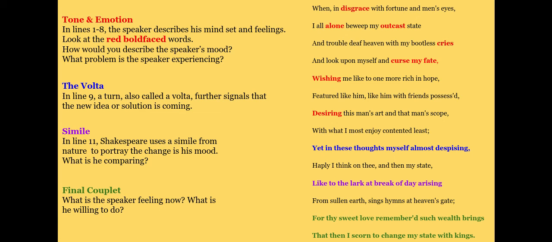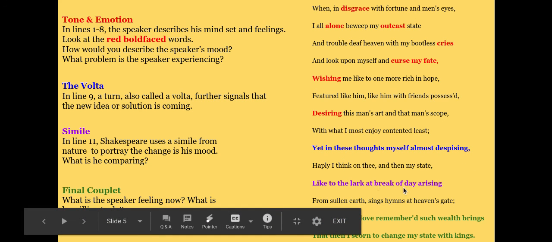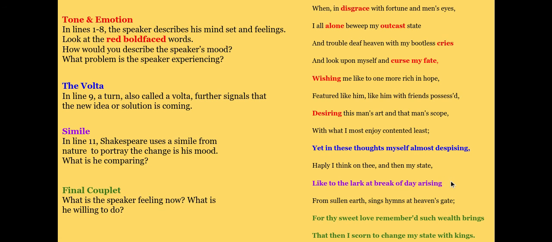Who's he thinking about? Thee. I think on you. He's talking to a girl. This turns into a love poem. So when I'm feeling like an outcast and I almost hate myself, I think about you, girl. And now we get a simile. Like the lark at the break of day arising, like a bird at dawn, I have a new day. And how do we feel at a new day?